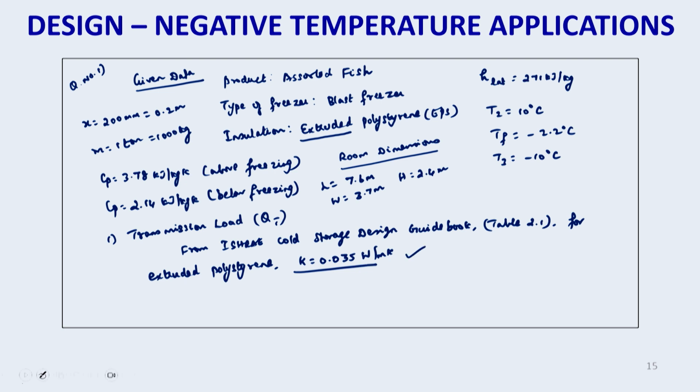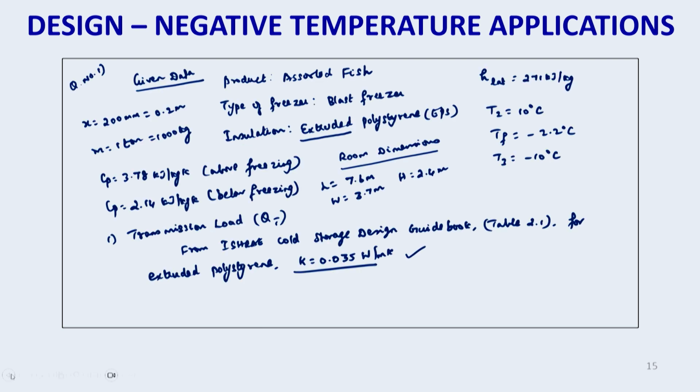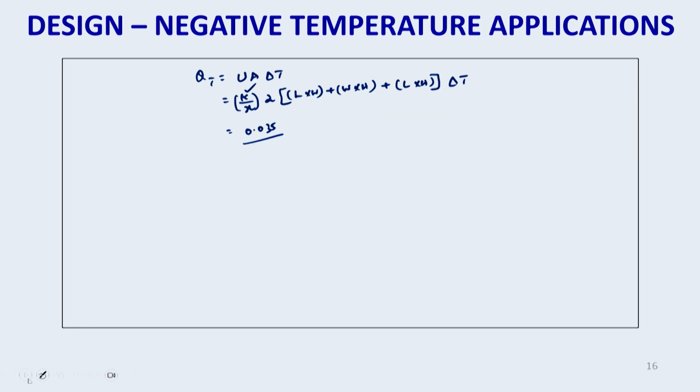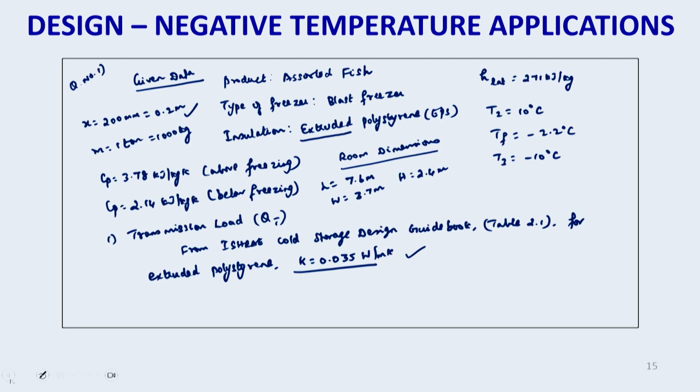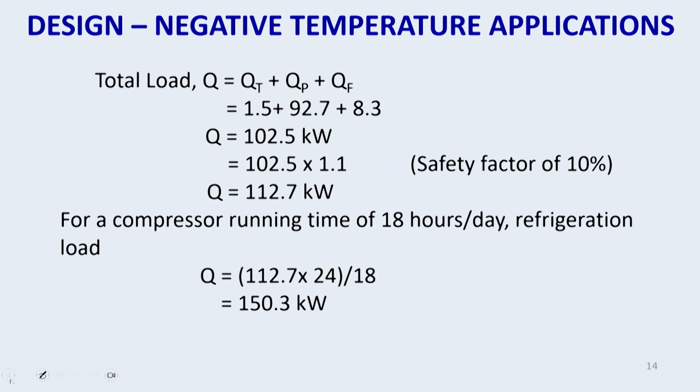So this is the K value. Let me substitute the value. 0.035 divided by thickness of insulation, which is given in the problem, 200 millimeter, which is equal to 0.2 meter. 2 into the length, 7.6 into 3.7 plus 3.7 into 2.4 plus 7.6 into 2.4 multiplied by the delta T.